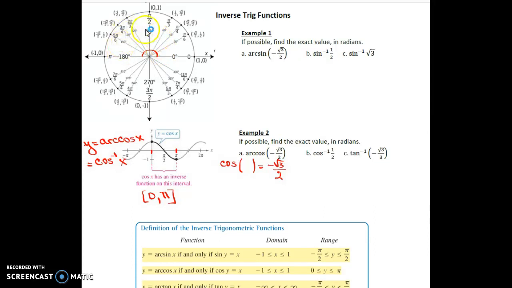Since we're looking at the top of the unit circle, the negative square root of 3 over 2 would be in quadrant 2. An x-coordinate of negative square root of 3 over 2 happens right here, and this is the angle of 5 pi over 6. Since the cosine of 5 pi over 6 is equal to negative square root of 3 over 2, then the arc cosine of negative square root of 3 over 2 is equal to 5 pi over 6.